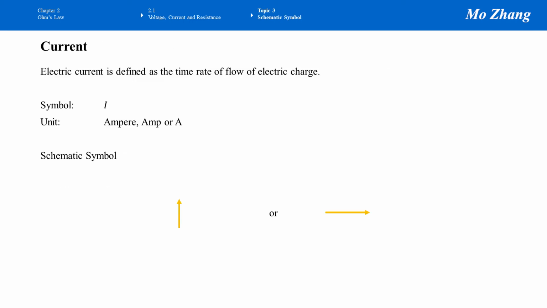Now let's discuss current. Electric current is defined as the time rate of flow of electric charges. The keyword here is the time rate of the charges, which means how many charges pass through a point per unit time, which means per second. The symbol for current is I, the unit is ampere, amp, or preferably just A. The schematic symbol of current is an arrow. Most of the time, we draw the current arrow along the circuitry, depending on the direction of the circuitry.